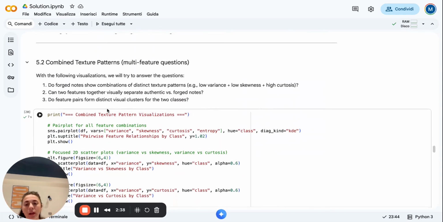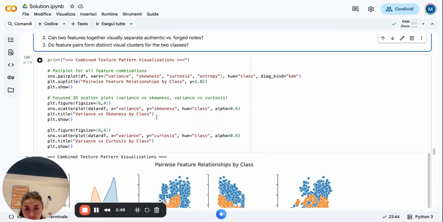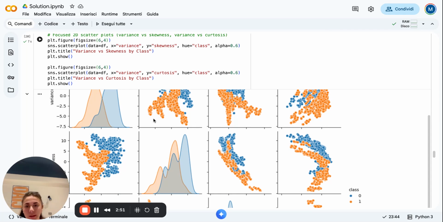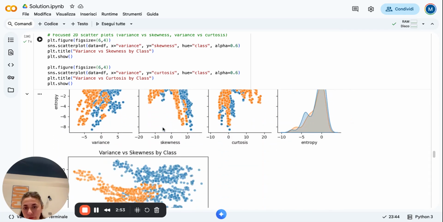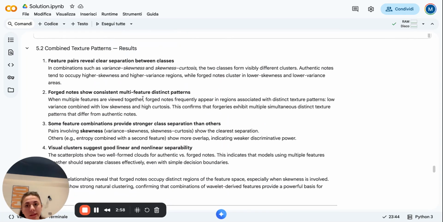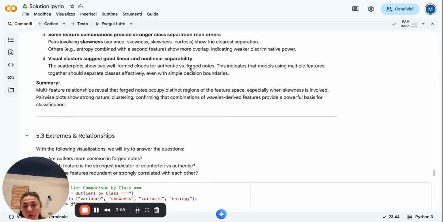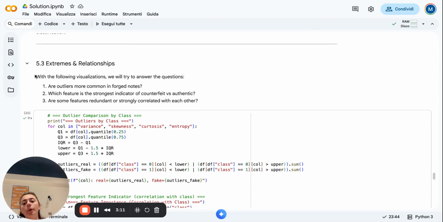And then I went to the second part of my questions, which is, for example, can two features together visually separate authentic versus forged notes? I also plotted all the different combinations of all the features. And for example, I found that feature pairs reveal clear separation between classes. Forged notes show consistent multi-feature distinct patterns.